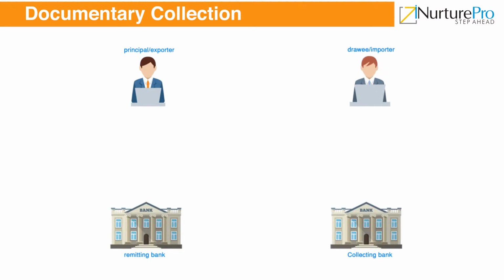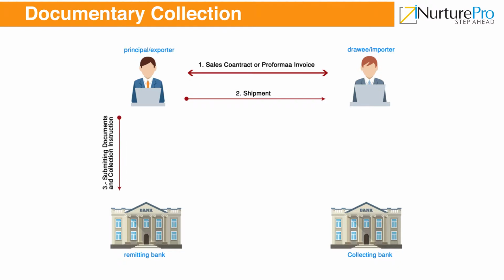The importer and exporter agree on the terms and conditions of the sale and purchase contract, and that payment would be made using documentary collection. The exporter ships the goods to the importer. The exporter forwards the documents relating to the transaction of goods to the remitting bank for collection along with the payment instructions, stating the terms and conditions of issue of the documents to the importer.